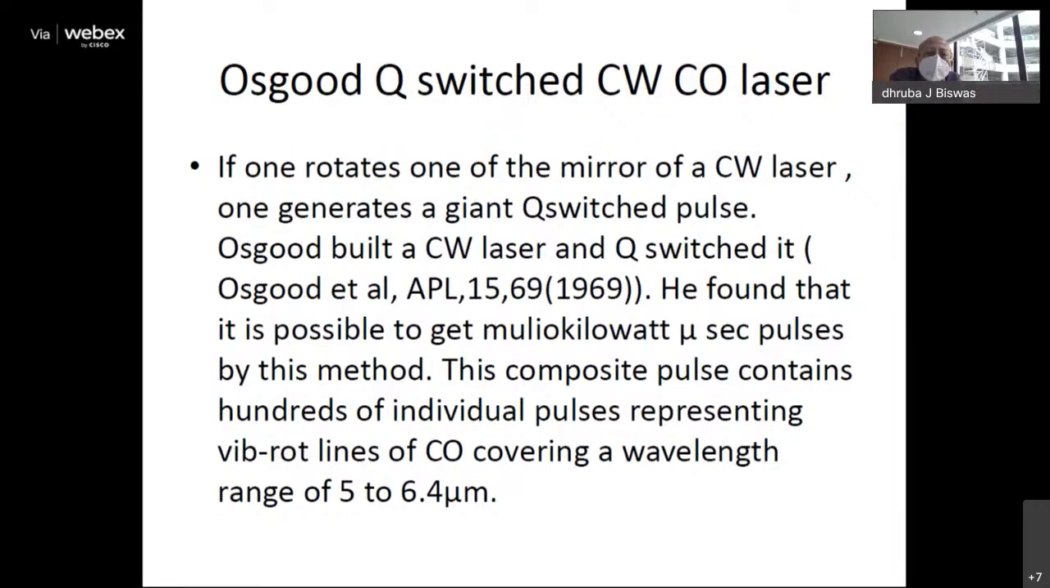Actually, this is a theoretical paper. I have developed a model which can study these output characteristics. What I have done is vary the frequency of rotation of this mirror for the following values: 80 hertz, 100 hertz, 200 hertz, 250 hertz, 300 hertz, and 320 hertz.